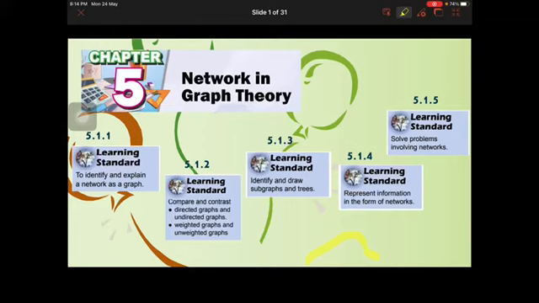So today we are going to learn chapter 5, Network in Graph Theory. Now in this chapter there are 5 learning standards to be learned. The first learning standard is to identify and explain a network as a graph. The second learning standard is to compare and contrast the directed and undirected graph, the weighted and unweighted graph. The third learning standard is to identify and draw subgraph and trees, and the fourth learning standard is to represent the information in the form of networks, and the fifth learning standard is to solve problems involving networks.